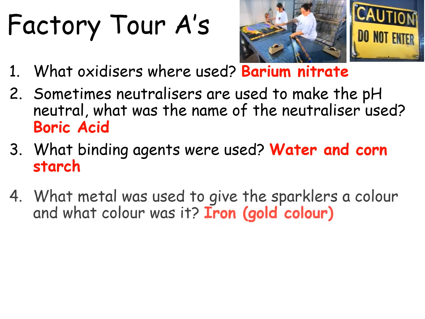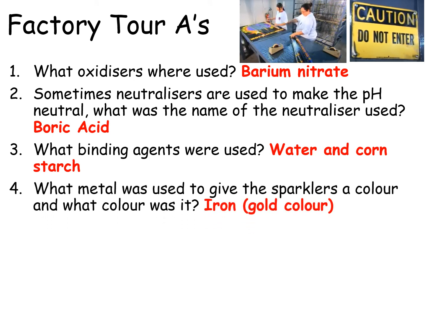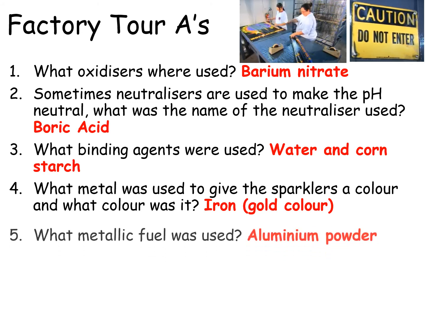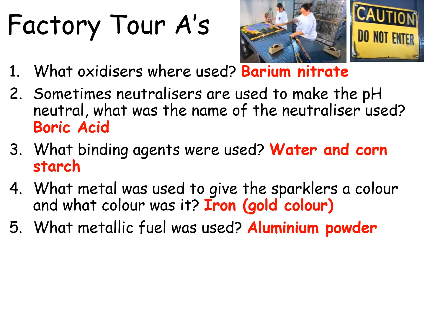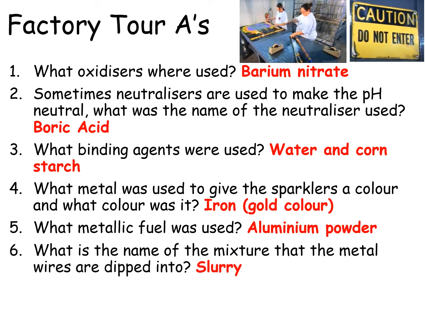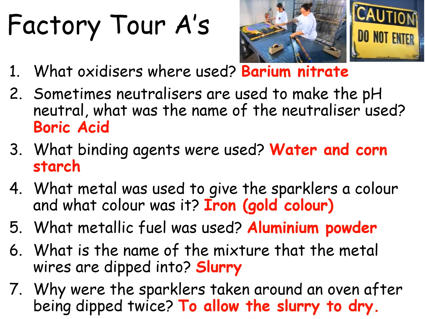Water and cornstarch were the binding agents that bind everything together in the slurry mixture. The iron was the metal that was added to give the gold color. They didn't add any further colorants to get any different colors. Just iron for the gold. The metallic fuel that was used was aluminium powder. So aluminium plus oxygen reacts to form aluminium oxide in this combustion reaction, and that lets out lots of light and heat. The name of the mixture was slurry, and your sticks, your sparklers, were dipped twice in slurry and taken around an oven after to dry.